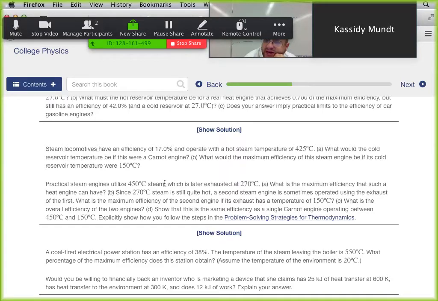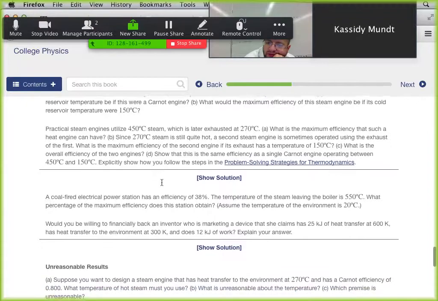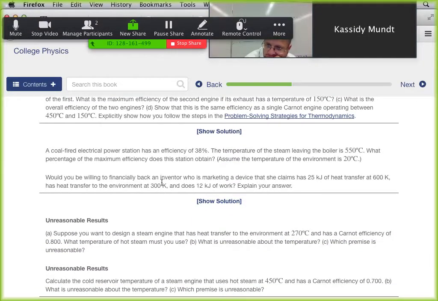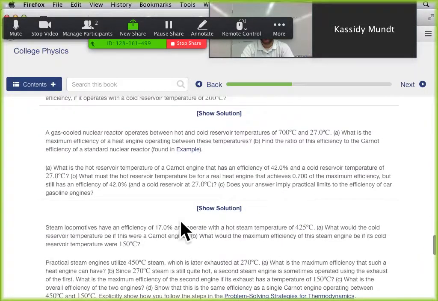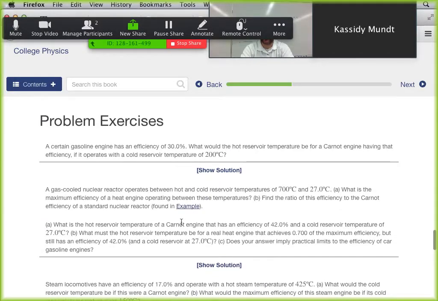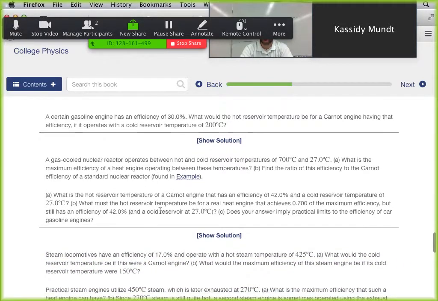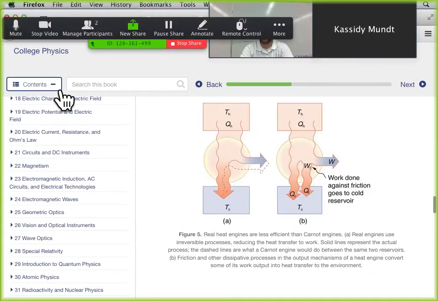Let's do the steam locomotives one. So where it says steam locomotives have an efficiency of 17% and operate with a hot steam temperature of 425 degrees Celsius. So that's the first one we'll do. And let's do a gas-cooled nuclear reactor one as well. That's above that one, so it's the second problem. We'll do those two for now, and we'll move on to the next section.